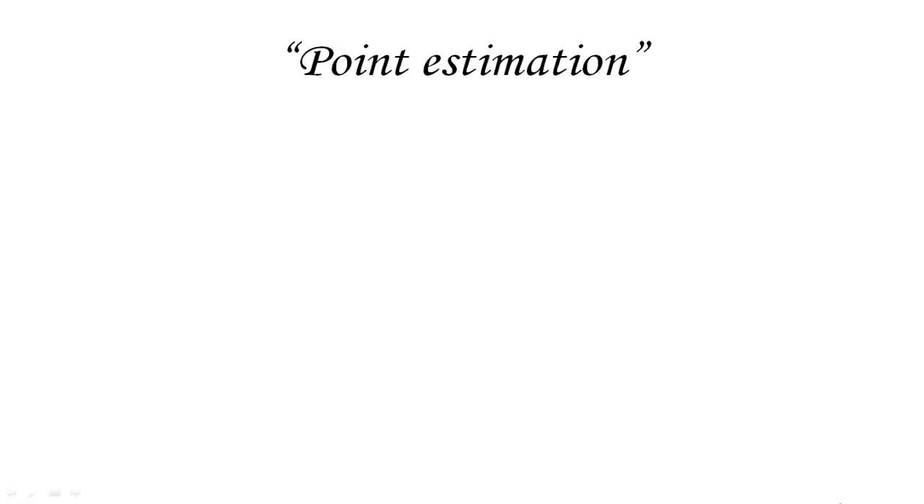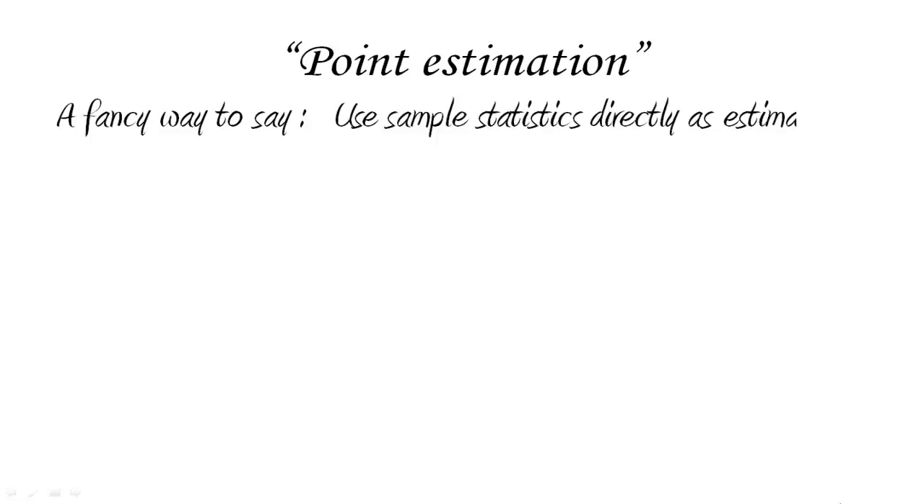First of all, there are two kinds of estimations that statisticians talk about. One is what is called point estimation. Well, what does that mean? It's pretty much a fancy way to say use the sample statistics directly as an estimate. In other words, you collect a sample, you compute some statistics from the sample, and you say, well, that's as close as I can get to the population parameter.